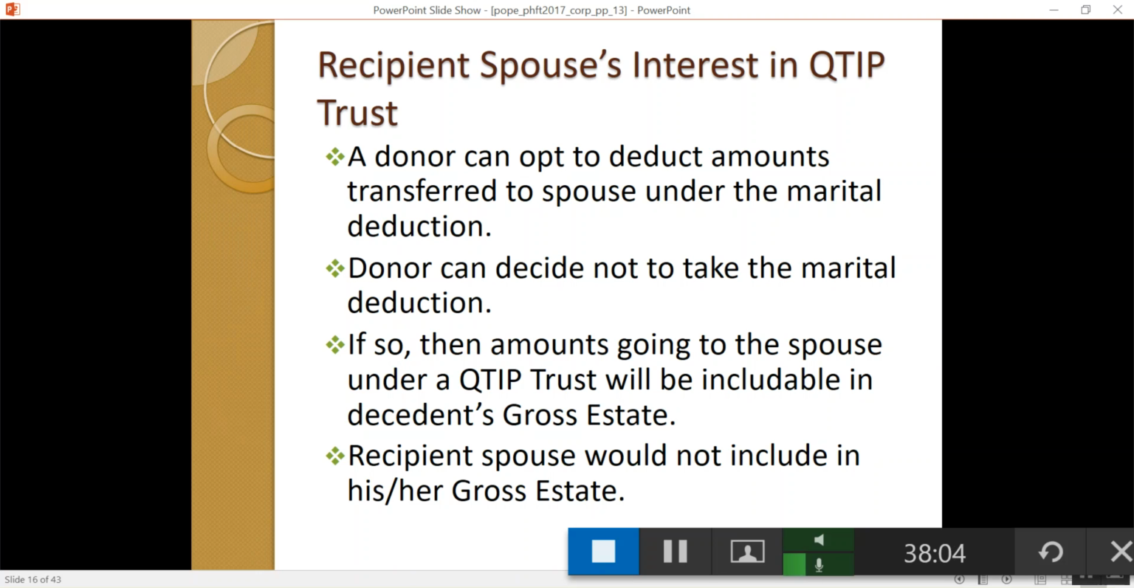The QTIP trust is... QTIP stands for Qualified Terminable Interest Property. And it's a situation where interest in property is transferred to one spouse, and it entitles the recipient spouse, the transferee spouse, to all of the income from the property for his or her life. And in that situation, the transferor can elect to take a marital deduction against his gross estate for the amounts transferred to his spouse under the QTIP.